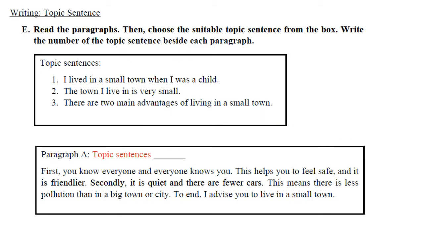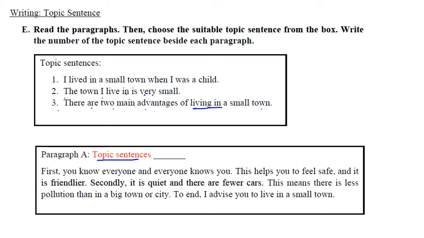Now, the topic sentence. Read the paragraphs, then choose the suitable topic sentence from the box. Write the number of the topic sentence beside each paragraph. The first sentence I have: I lived in a small town when I was a child. Number 2: the town I live in is very small. Number 3: there are 2 main advantages of living in a small town. So let's read paragraph A. This is where we're going to write the topic sentence or the number of it.